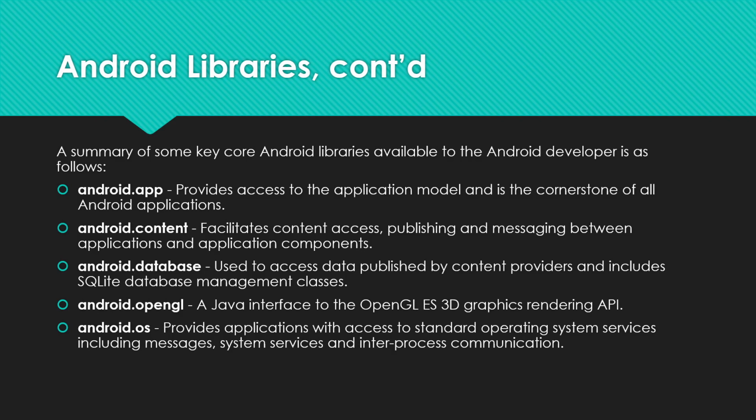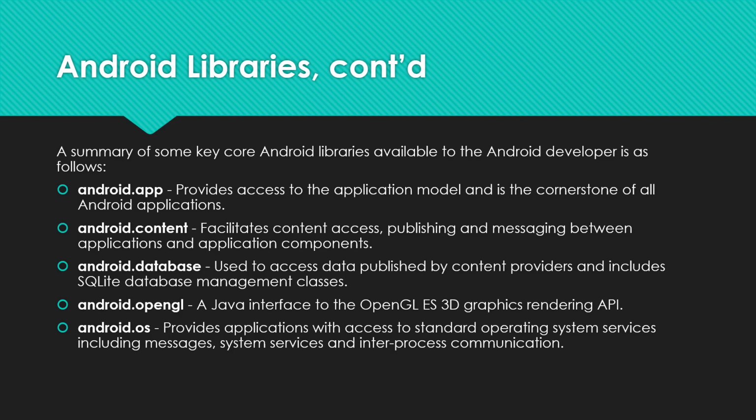Okay, and then the next library will be Android OpenGL. This is used for 3D or graphics rendering. And this is not very important, it depends on what application you will build whether you might use this library. Next will be the Android OS. This library provides access to standard operating system services, messaging services, system services, inter-process communication. Same as before, it is not required to create a simple Android application.